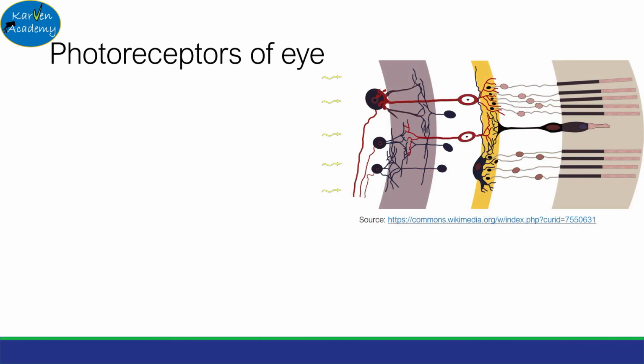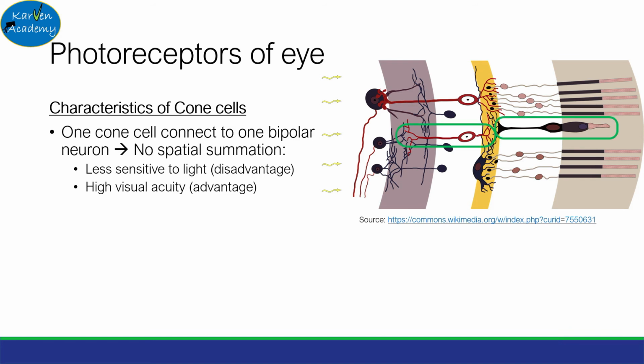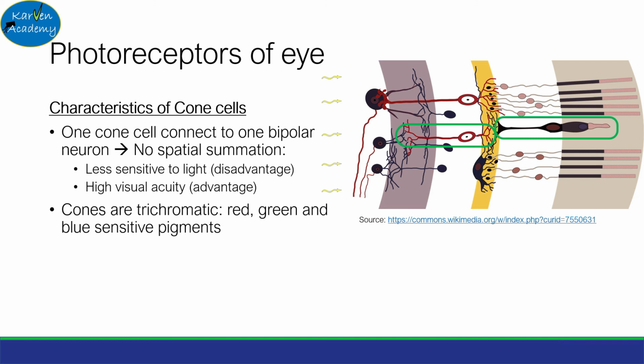Alright, now we'll move on to cone cells. Unlike rod cells, one cone cell is connected to one bipolar neuron. This means no spatial summation occurs. And this also means that the cone cells are less sensitive to light. However, they do have a high visual acuity as there is no convergence, that is, no adding together of action potentials. Cone cells are found as 3 main types: red, blue, and green. The combination of these pigments generate all the colors we perceive in the world.